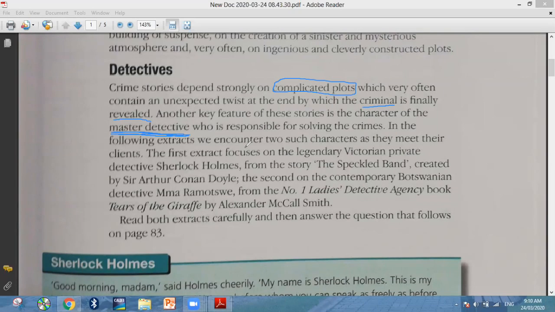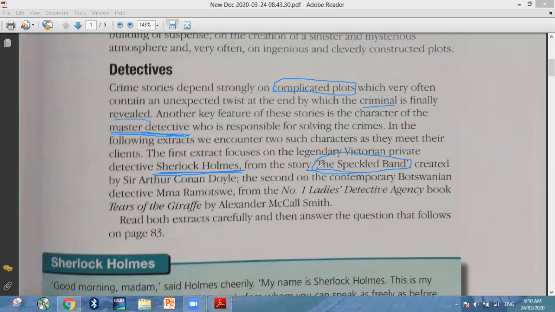In the following extracts, we encounter two such characters as they meet their client. The first extract focuses on the legendary Victorian private detective, Sherlock Holmes, and this is the main character in this story, from the story The Speckled Band. Okay? I have a surprise for you. You can watch the movie about this extract. There is a movie.